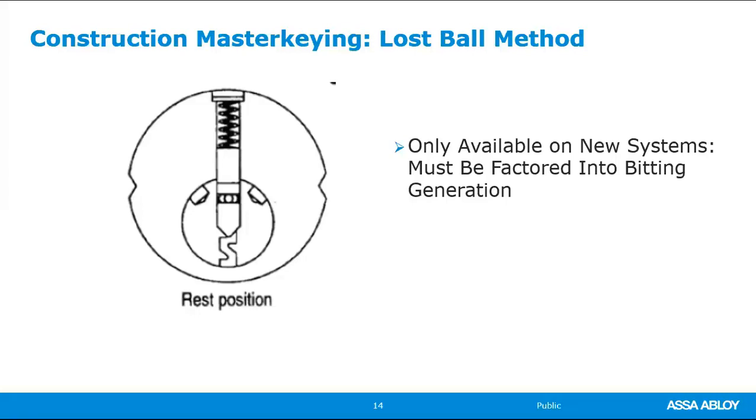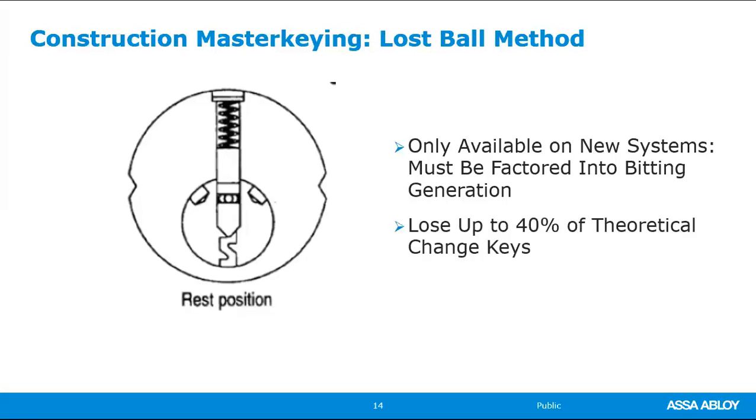It's got to be factored into the bidding generation. You could lose up to 40% of the theoretical change keys. Okay, so we realize new systems only. Now, what if I had a system that was already in place, but I need to use construction master keying?